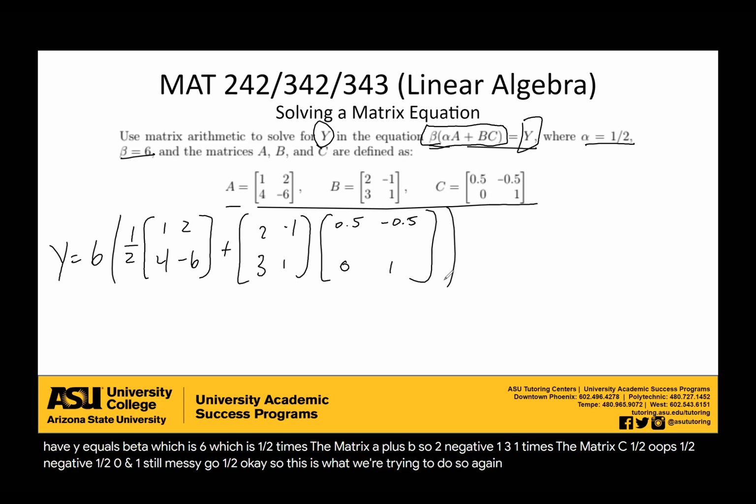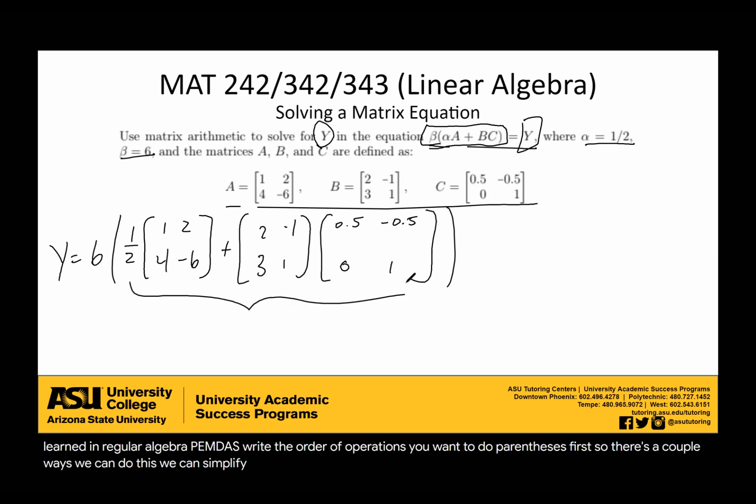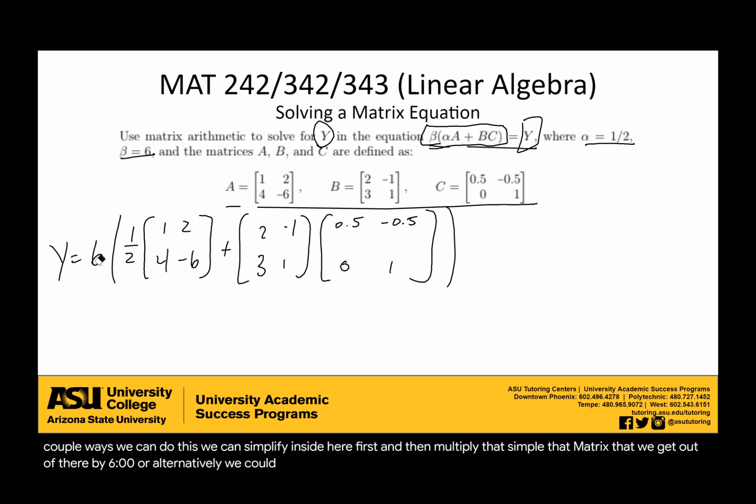So again, it comes down a lot to what you learned in regular algebra. PEMDAS, right, the order of operations. You want to do parentheses first. So there's a couple ways we can do this. We can simplify inside here first, and then multiply that matrix that we get out of there by 6. Or alternatively, we could distribute the 6 in, and then do all of our operations afterwards. I'm going to do that approach. I'm going to distribute this 6 in.